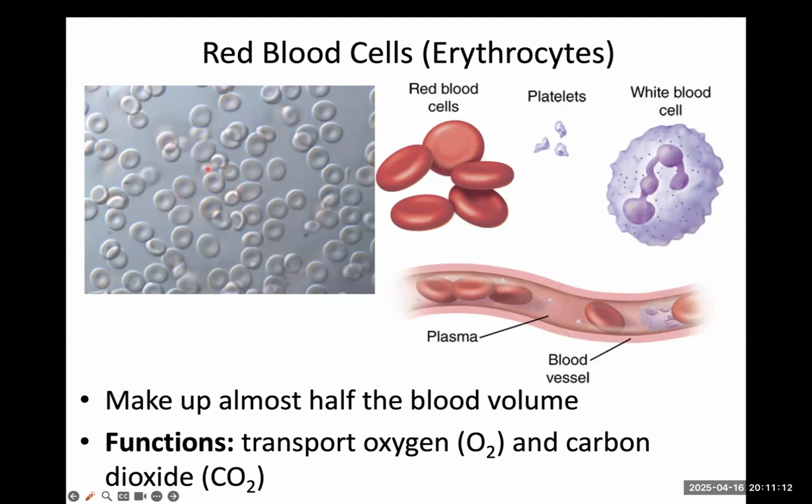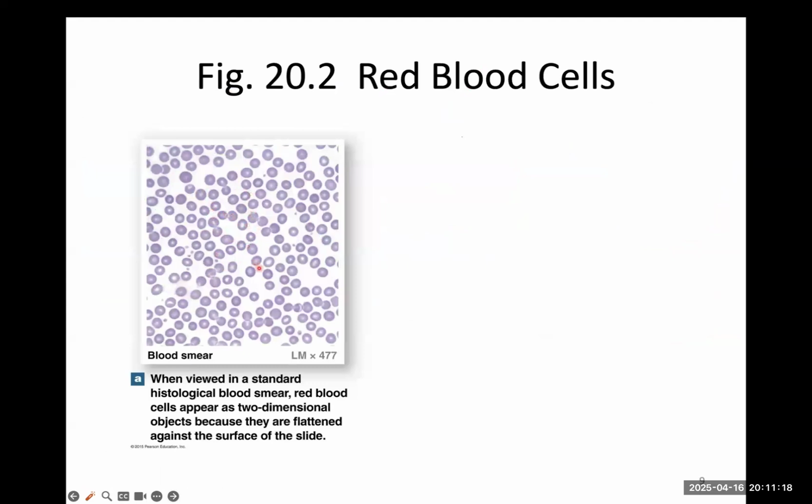And this is what it looks like when you stain it. The erythrocytes here are stained purple, and that's due to the dye. And in the middle, you can see there's an empty spot. We're going to talk about that in a second.